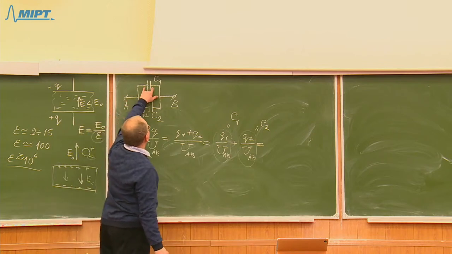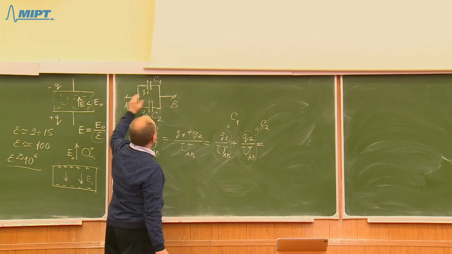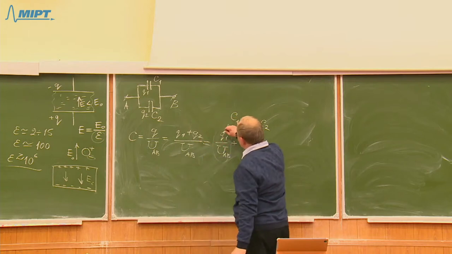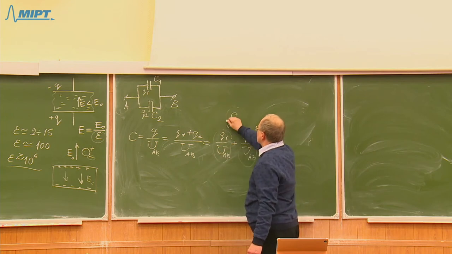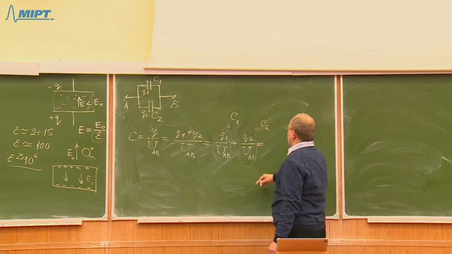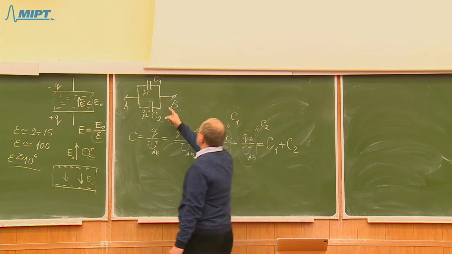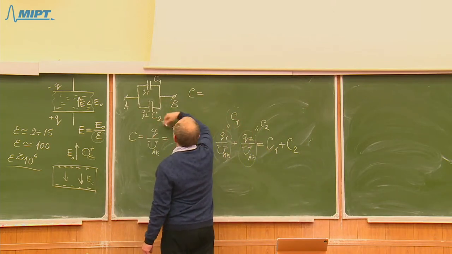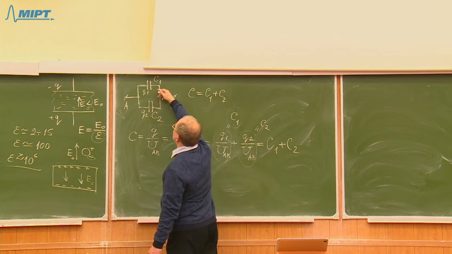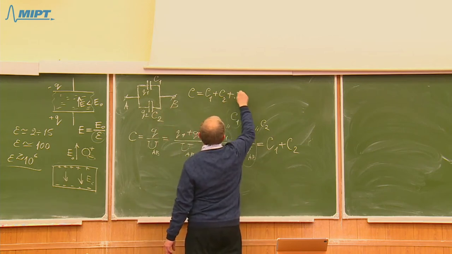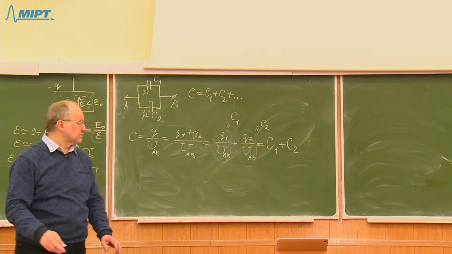So the potential difference on the first capacitor will be equal to the potential difference on the second capacitor, and will be equal to the potential difference between points A and B. So that will be the charge on the first capacitor divided by the potential difference between its plates, and that, by definition, is the capacitance of the first capacitor. And the same is true for the second capacitor. So that will be C1 plus C2. That means that in this case, the total capacitance of the battery will be equal to the sum of capacitances. And if we have more than two capacitors connected in parallel, then there will be more than two terms in this sum.